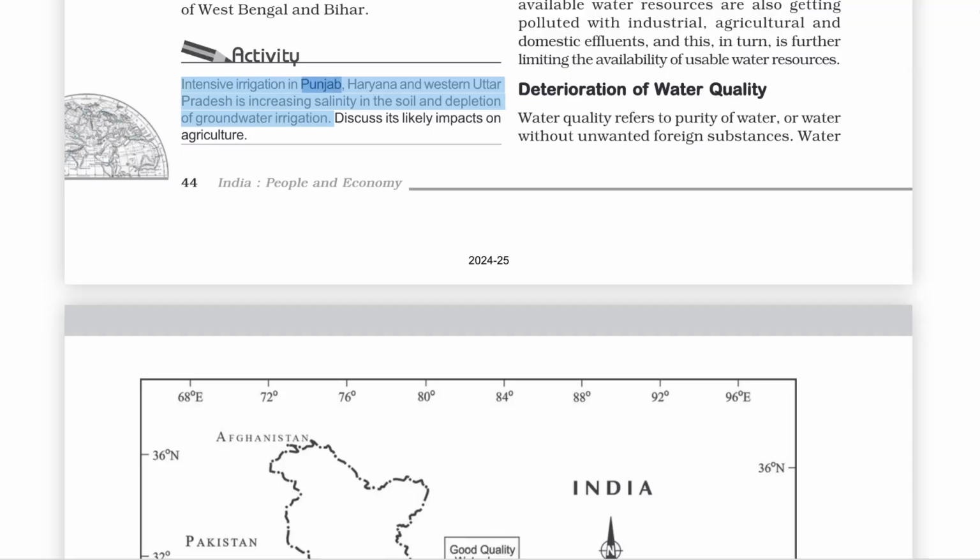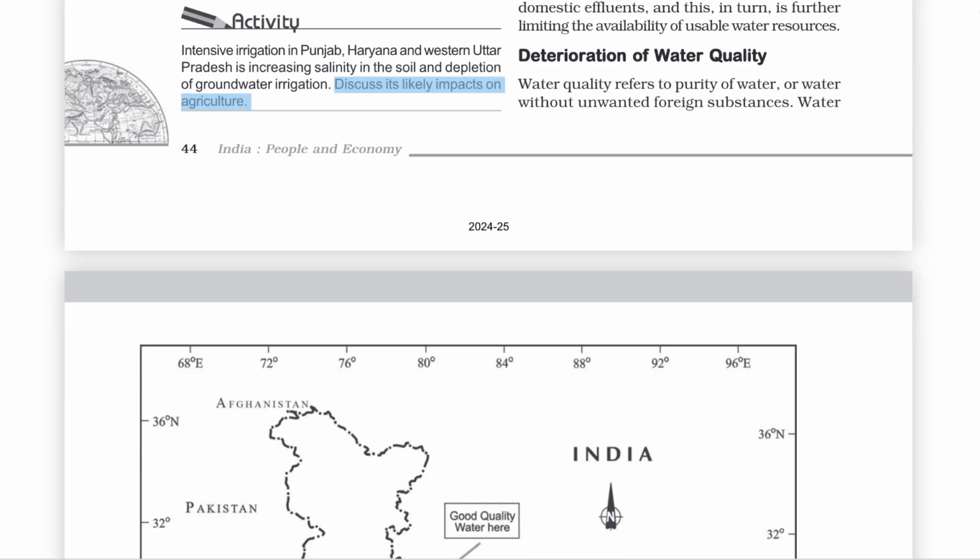Intensive irrigation in Punjab, Haryana, and Western Uttar Pradesh is increasing salinity in the soil and depletion of groundwater. Discuss its likely impacts on agriculture.